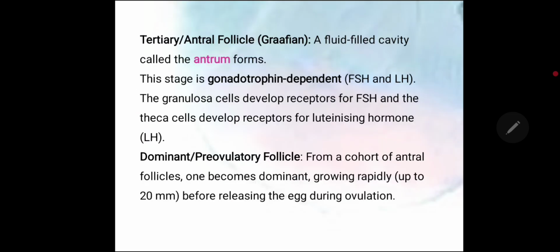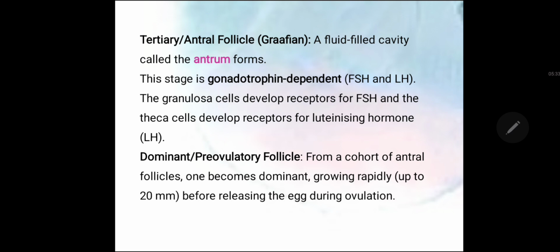After primary and secondary, it's tertiary, also called antral follicle. Tertiary follicle differs from secondary in that it has a fluid-filled cavity called the antrum. When the follicle develops this antral cavity, its growth depends on gonadotropin. Gonadotropin stands for follicle stimulating hormone and luteinizing hormone, which are produced from the anterior pituitary gland. So tertiary follicle develops receptors for FSH and LH for further growth.